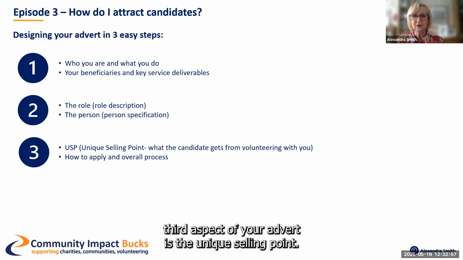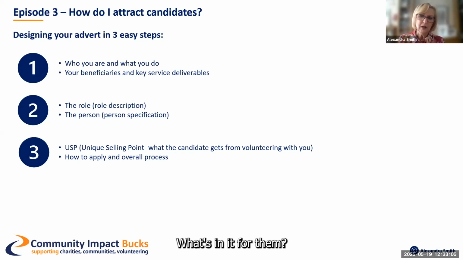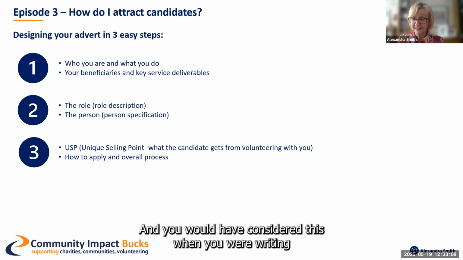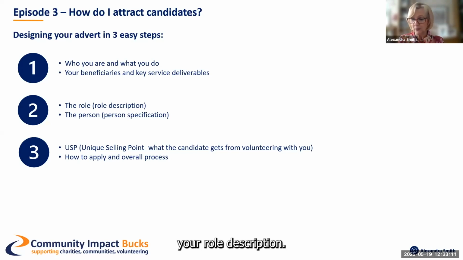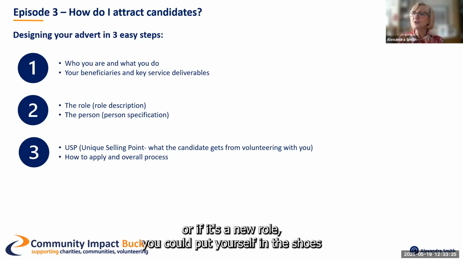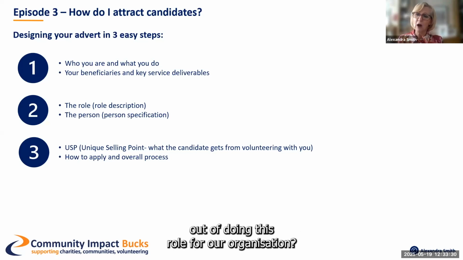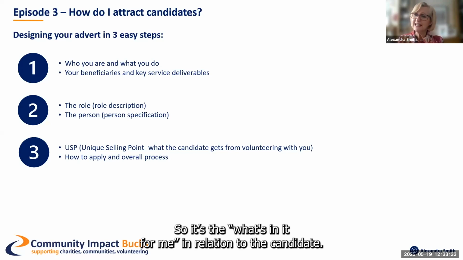And then the third aspect of your advert is the unique selling point, what the candidates get from volunteering with you, what's in it for them. So it's really important, and you would have considered this when you were writing your role description. What is it that the person gets out of the role? Now, if that doesn't come to mind easily, one of the things that you can do is ask some of your volunteers. Or if it's a new role, you could put yourself in the shoes of that new role and think, what would I get out of doing this role for our organisation? So it's the what's in it for me in relation to the candidate.